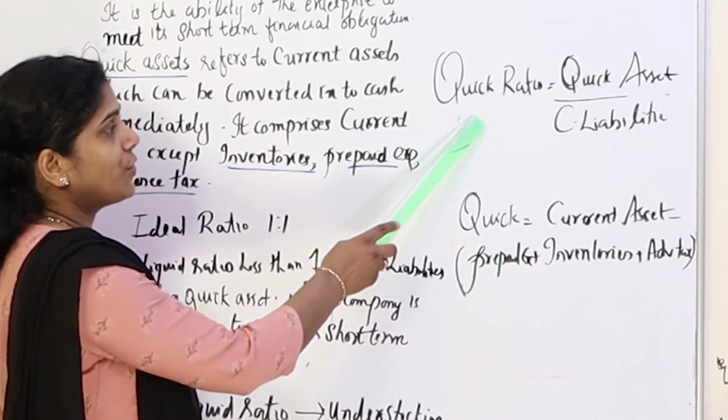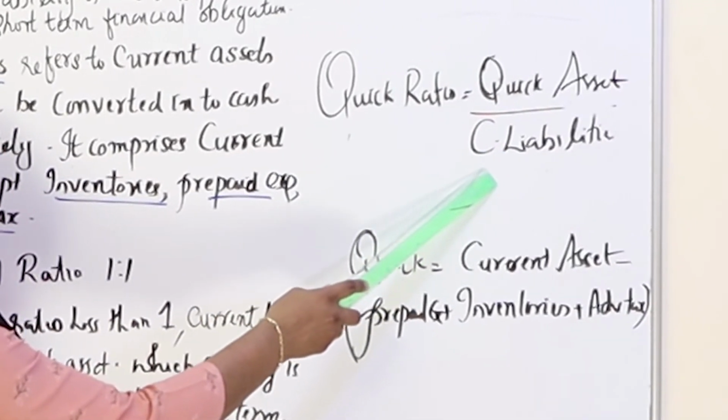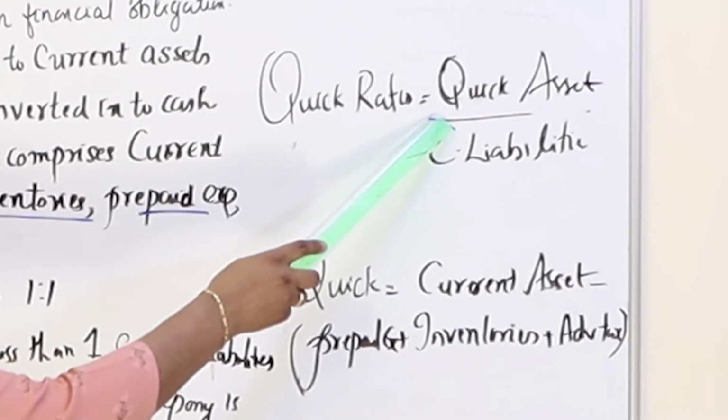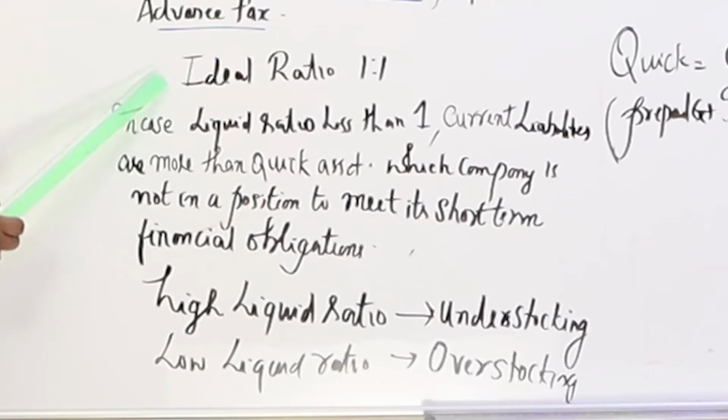Quick ratio equals quick asset divided by current liability. How to find quick asset? Quick asset is equal to current asset minus prepaid expense, inventories and advance tax. The ideal ratio for liquidity ratio is 1:1.